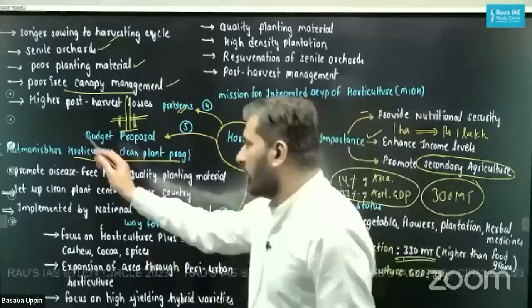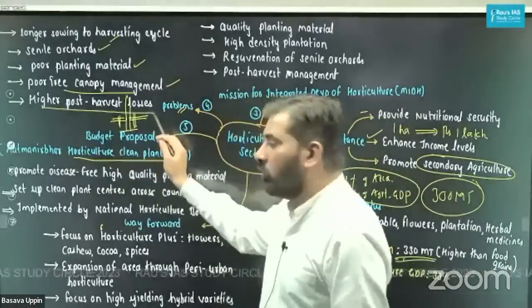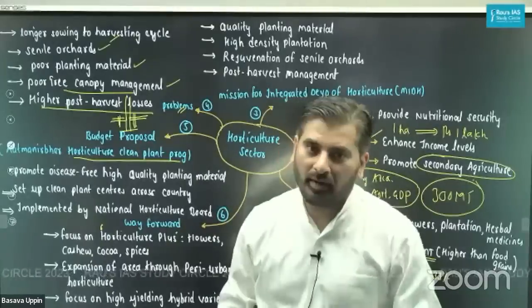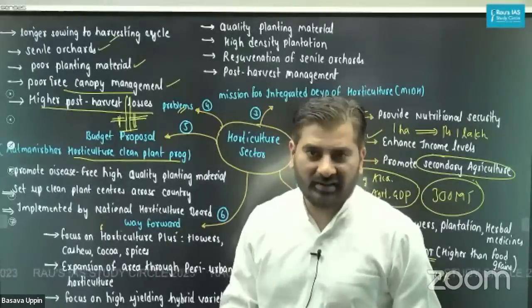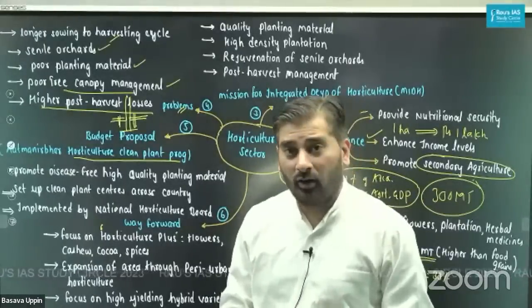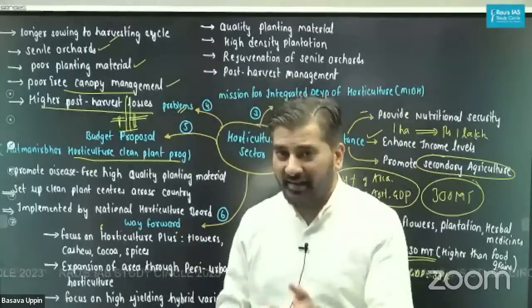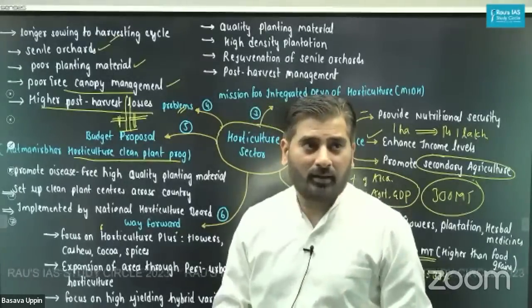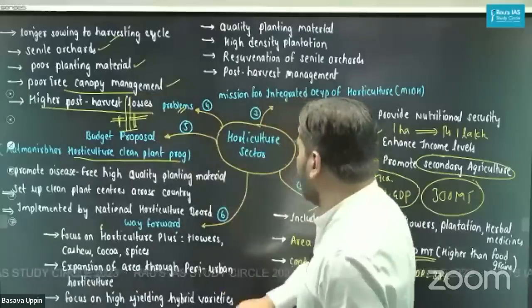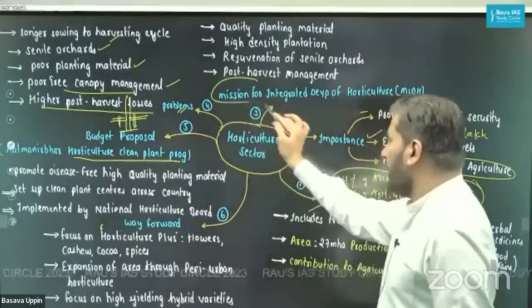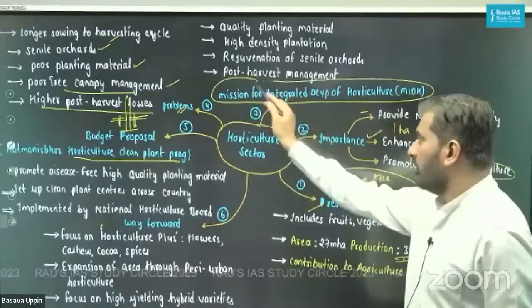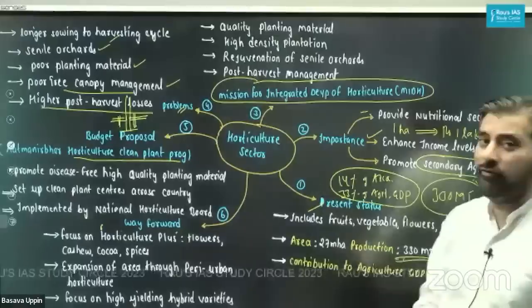And since we do not have adequate cold storage facilities, we have high post-harvest losses, which I told you, almost 20 to 25% of fruits and vegetables grown in India get wasted annually. So to address these problems, earlier the government of India had launched this particular mission for integrated development of horticulture.